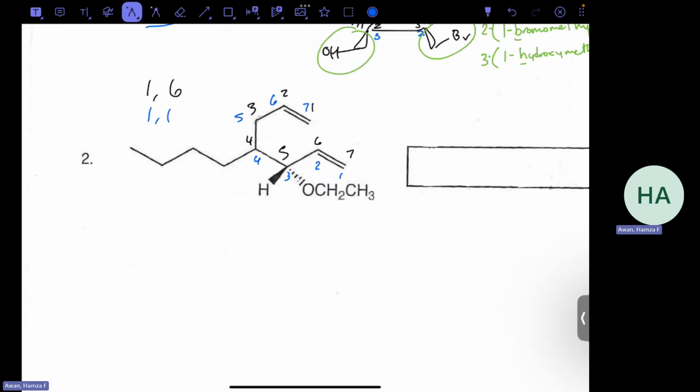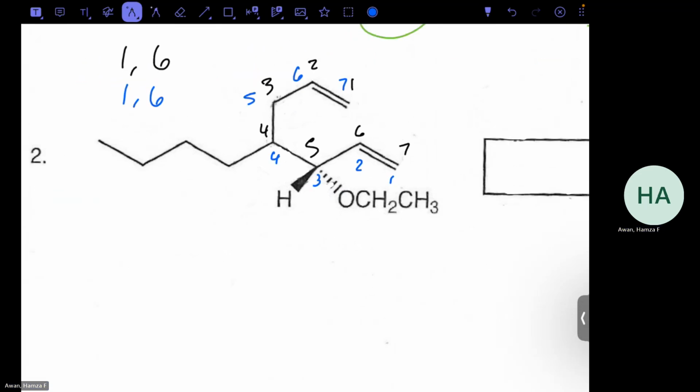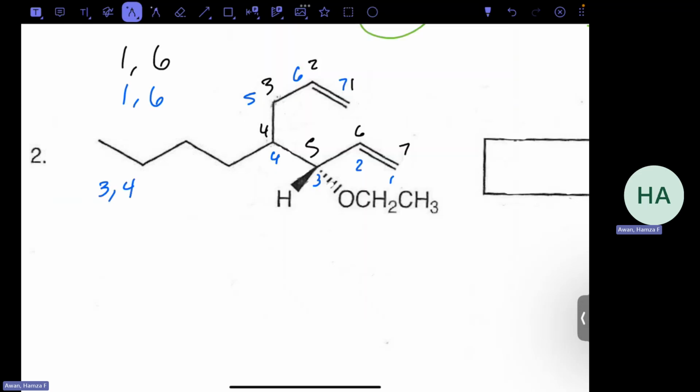Okay, so now if we're going to look at the blue numbering's substituents, it would have substituents on carbon 3 and carbon 4, whereas the black numbering would have substituents on carbon 4 and carbon 5, right? So we look at the first spot of difference. 3 and 4 is going to be less than 4 and 5. So we're going to disregard the black numbering, and we're going to use the blue numbering to name our parent chain.